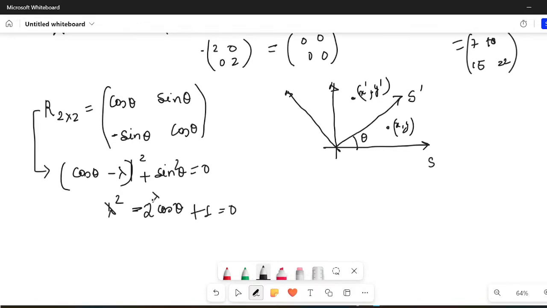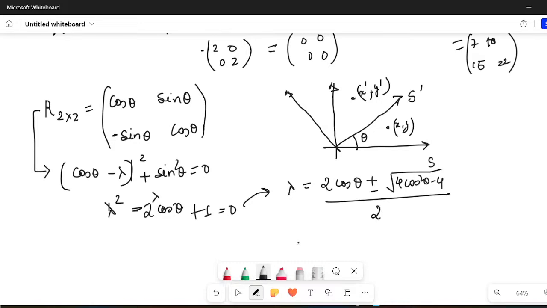Lambda squared minus 2 lambda cos theta plus 1. And if you solve this, what you will get? You will simply get lambda equal to 2 cos theta plus minus root over b squared minus 4ac, divided by 2, which is root over 4 cos squared theta minus 4. So your answer should come out as lambda equal to cos theta plus minus iota sine theta.